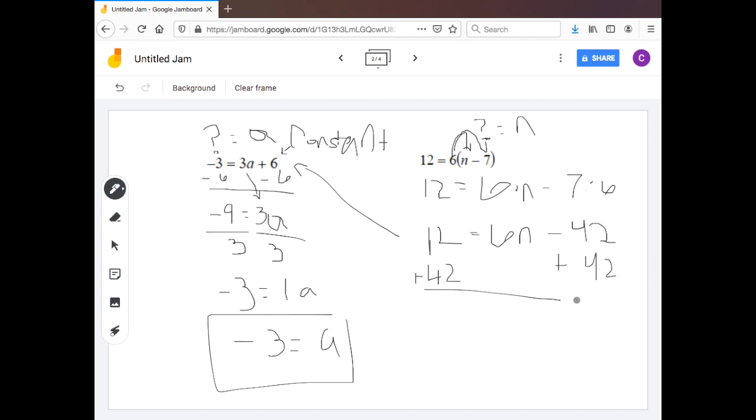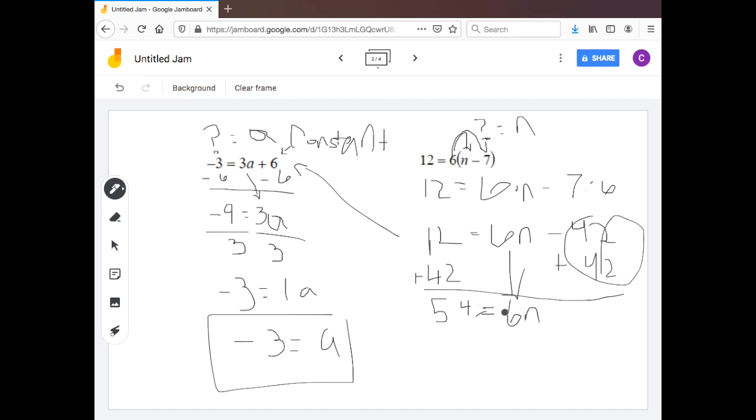And we're going to see what we have left. So this is going to zero out. We're going to have 12 plus 42 is going to be 54. And it's going to be equal to the 6x that we have here.